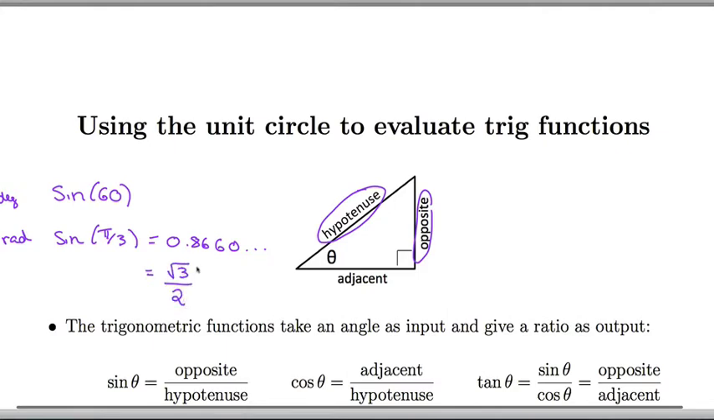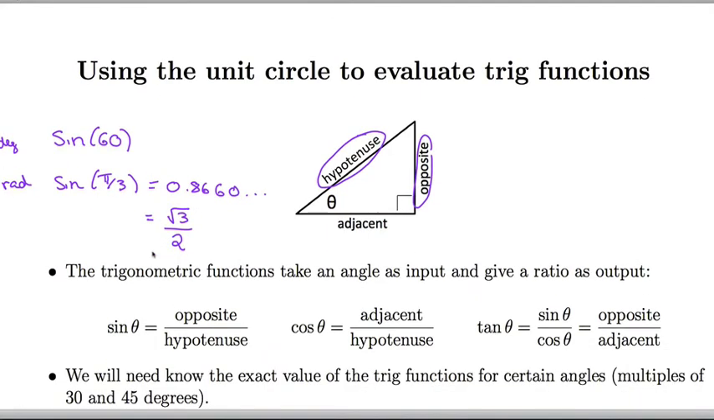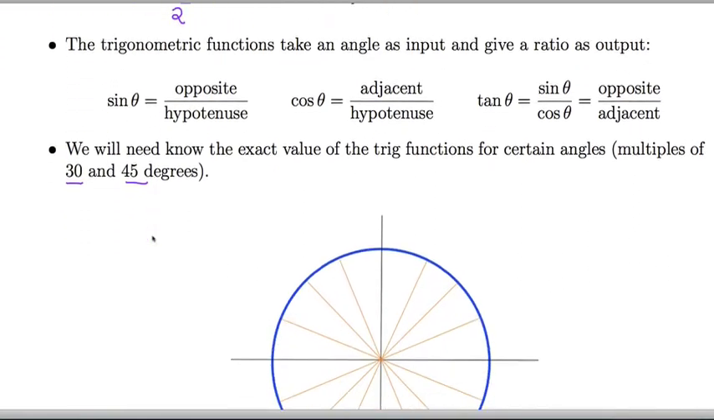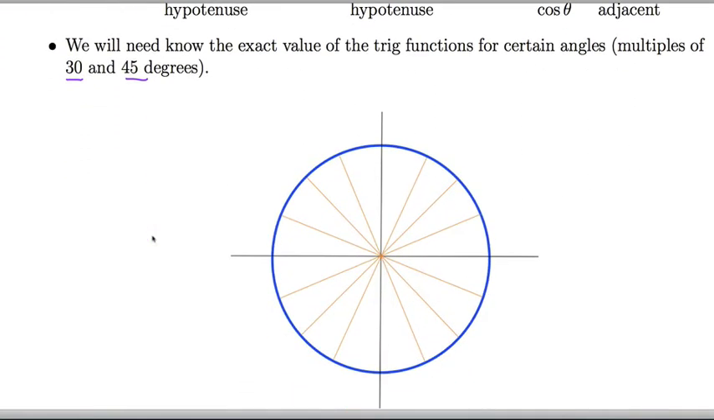And we're going to want to know these nice exact values for certain angles. In particular, we want to know the exact value of trig functions for multiples of 30 and 45 degrees because they have nice expressions like this. So you have to come up with some way to remember them. Here's one way, using the unit circle.